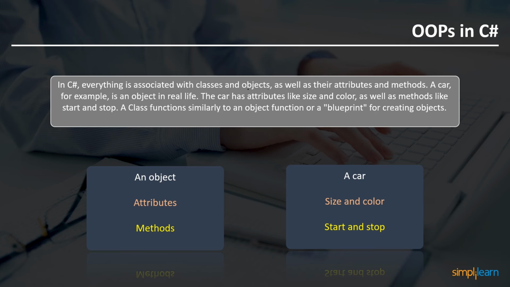A car, for example, is an object in real life. The car has attributes like size and color, as well as methods like start and stop. The class functions similarly to an object; a class is a blueprint for creating objects. The following is an example. An object is a car, its attributes are its size and color, and starting and stopping are its methods.